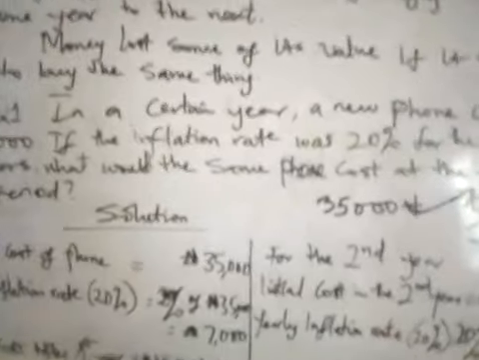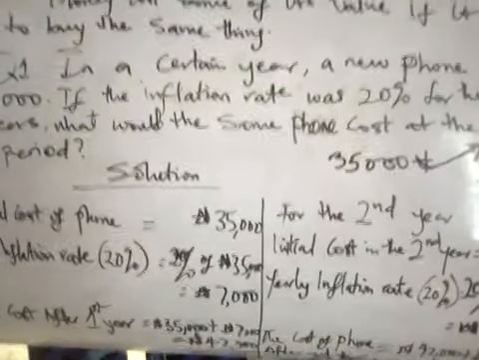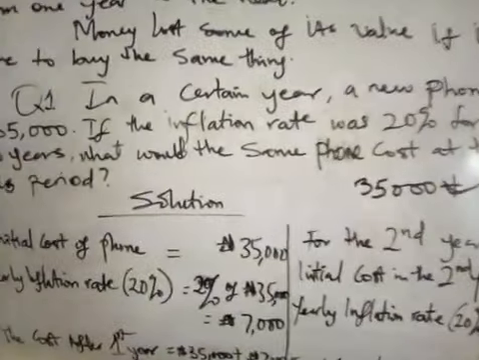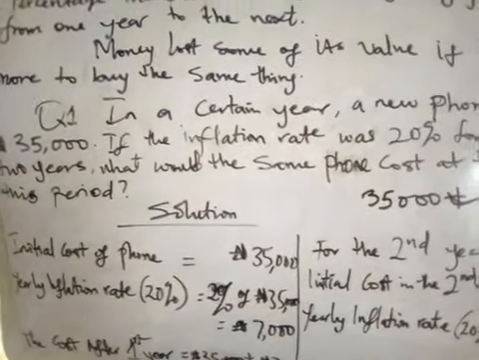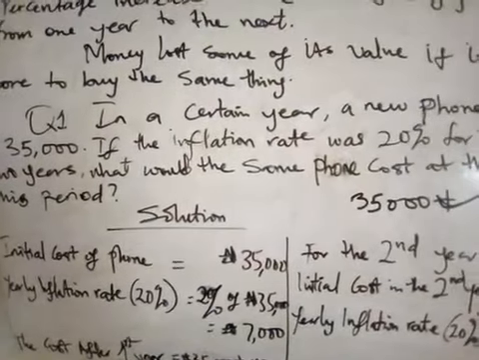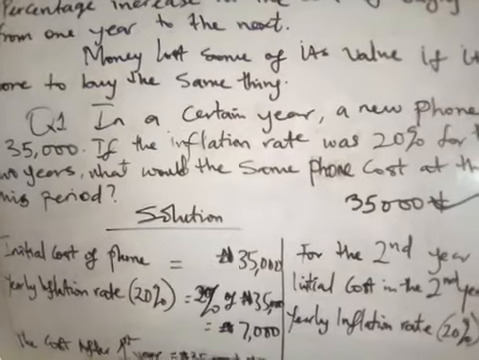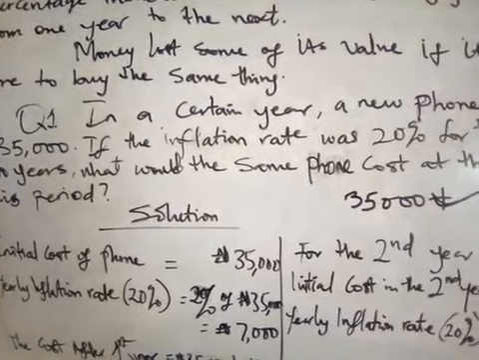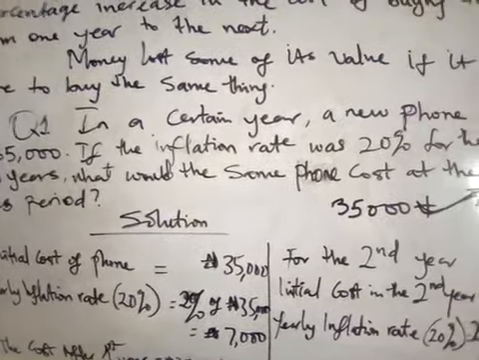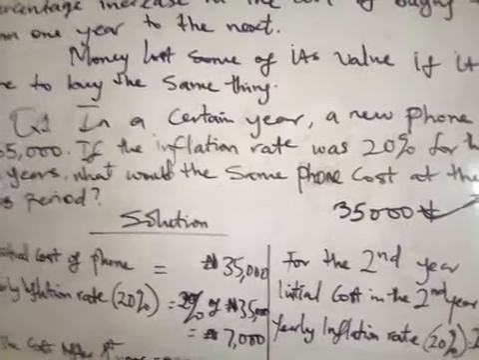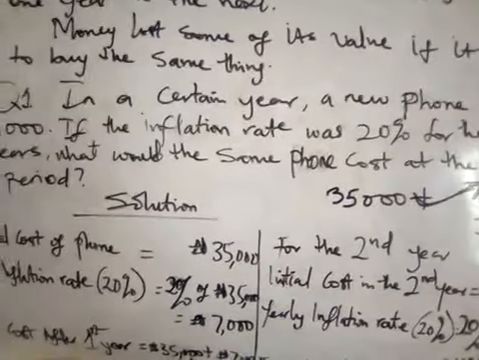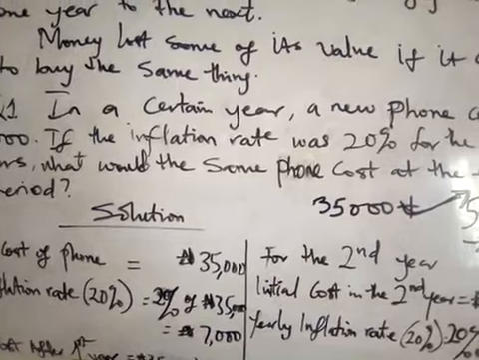So let me reiterate it. What you need to do is, first of all, consider the initial cost of that commodity. Then you find the inflation rate in percent. Then you find the cost after that year. So that is how to go about it, depending on the number of years you are given.